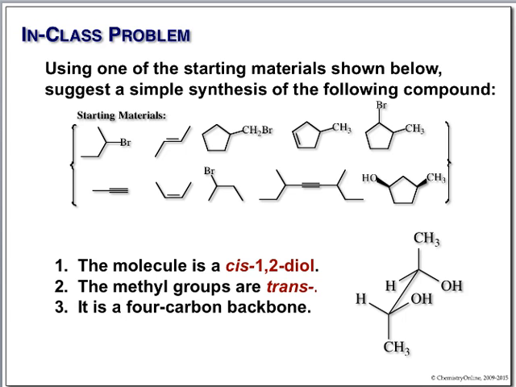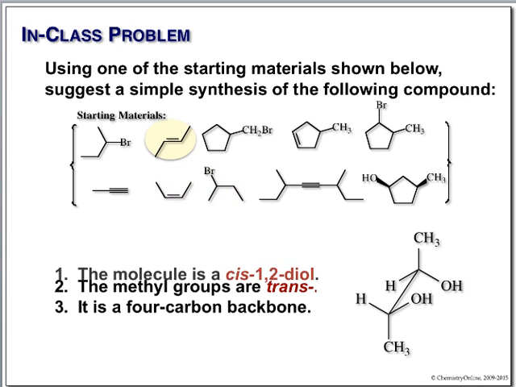Therefore, our 4-carbon backbone, trans-methyl double bond, we're looking at these 3 compounds have 4-carbon backbones. Obviously, the alkyl bromide we can forget about. We want trans-methyl groups. Only this guy is going to work.